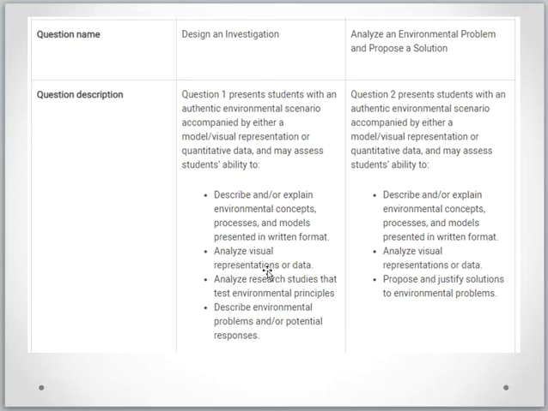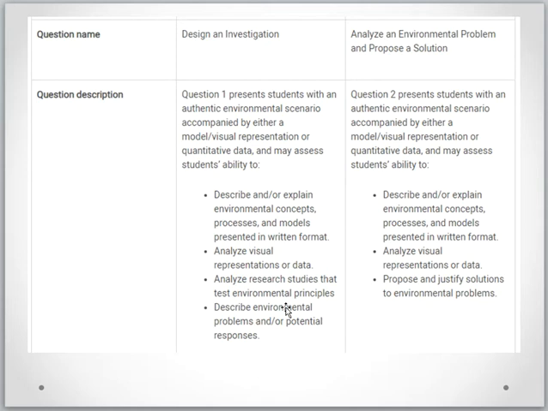Analyze visual representations of data. That means a graph, some kind of a chart or a bar chart, a circle chart, a line chart, and we've looked at tons of those this year. Analyze research studies that test environmental principles. So again, you're going to need to analyze information, data, charts, and then be able to understand what that's saying and then provide some kind of an answer.